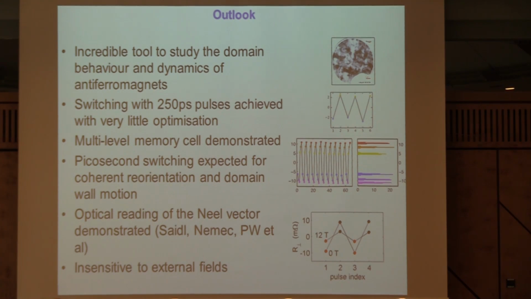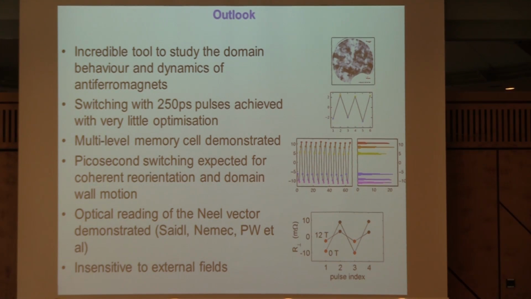So, the outlook, I think, is really good for this system. A couple of things to say. I think we have an incredible tool to study the domain behavior and dynamics of antiferromagnets, and plenty of ideas of what to do with that. As I said just now, switching has already been achieved with 250 picoseconds on essentially unoptimized devices. Really the same kind of device geometries I was going to show, just a little bit smaller.